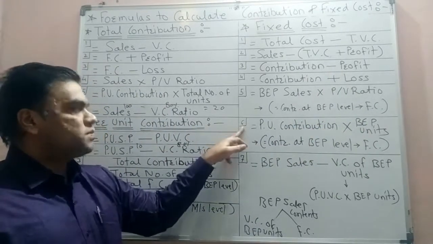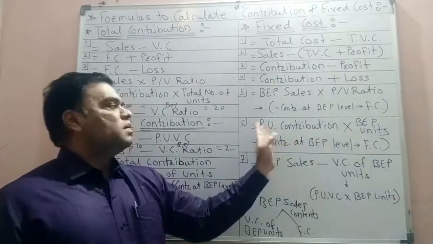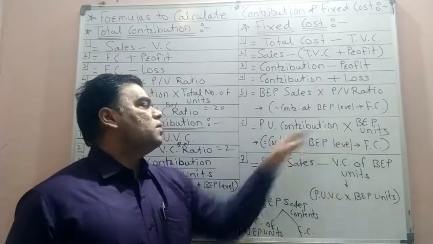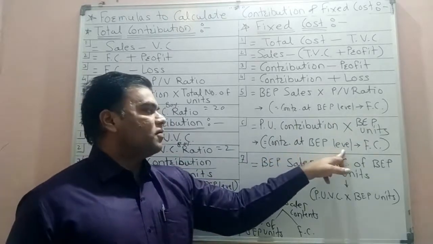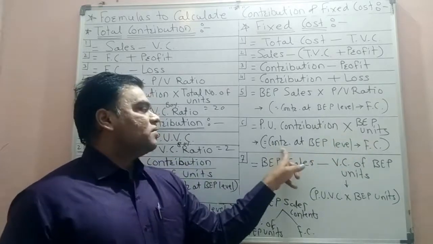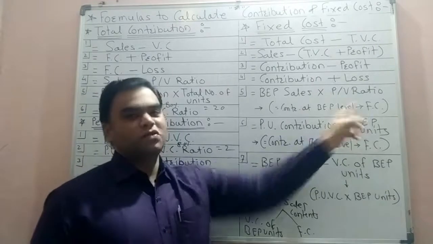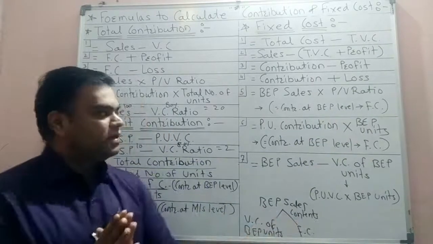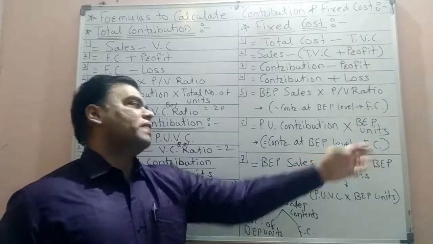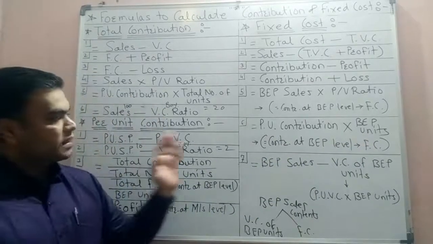Next, the sixth formula. If we know the per unit contribution, per unit contribution into BEP units is equal to contribution at BEP level, which means fixed cost. How? Because contribution at BEP level is always equal to fixed cost, as we know. So if you calculate contribution at BEP level, you have calculated fixed cost also. Next, the last one.